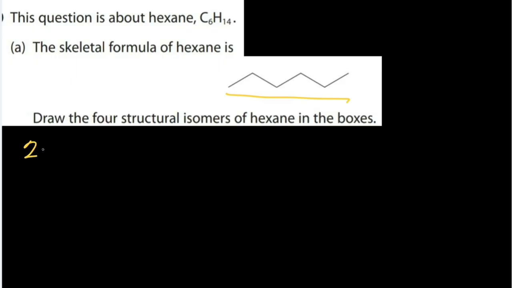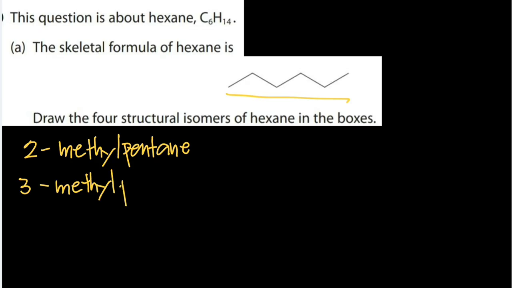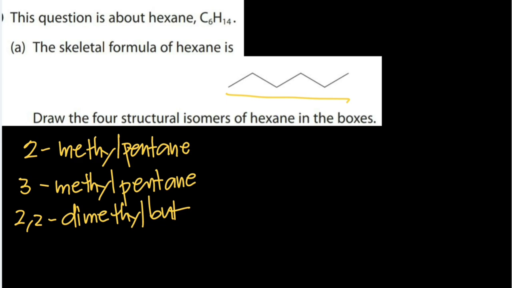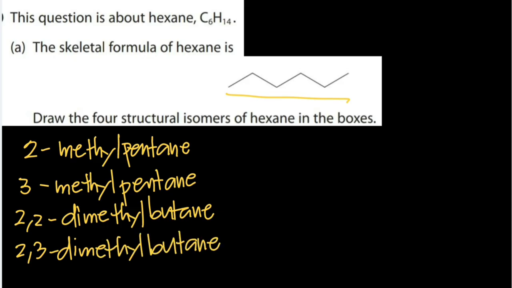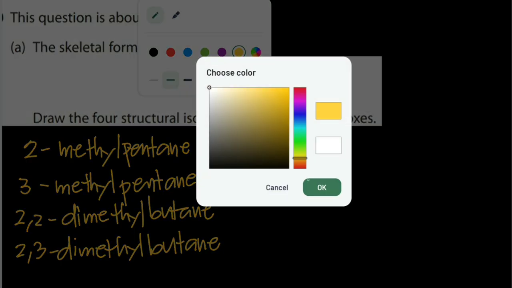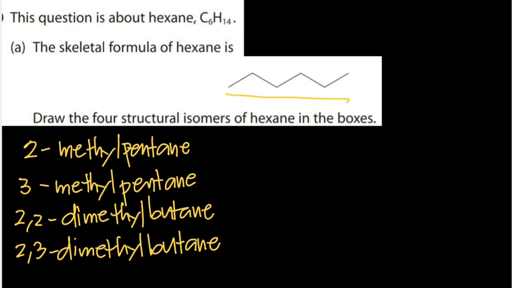So we have 2-methyl pentane, then we have 3-methyl pentane, and 2,2-dimethyl butane, and we have 2,3-dimethyl butane. Now let's draw the skeletal formula of each of these isomers.